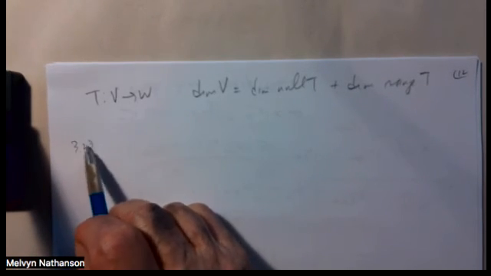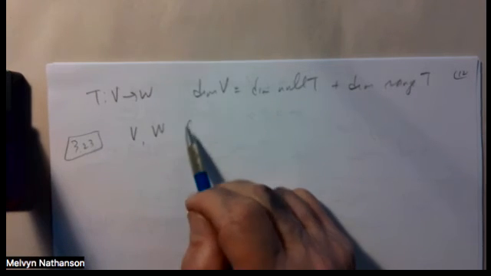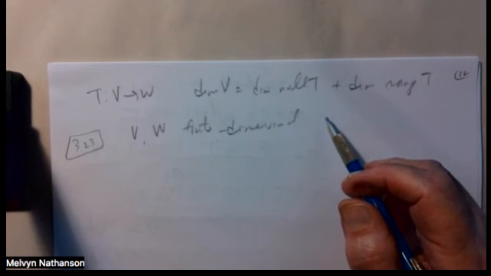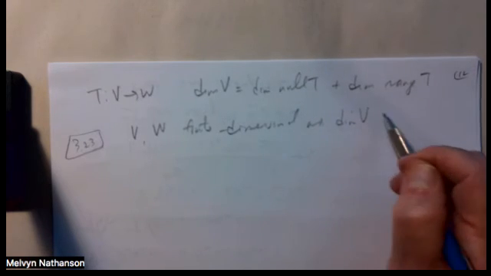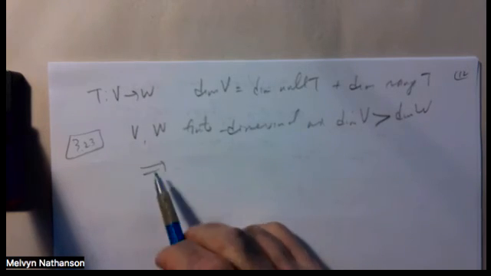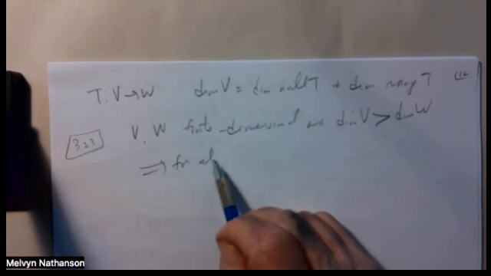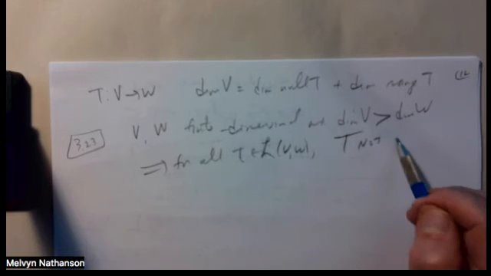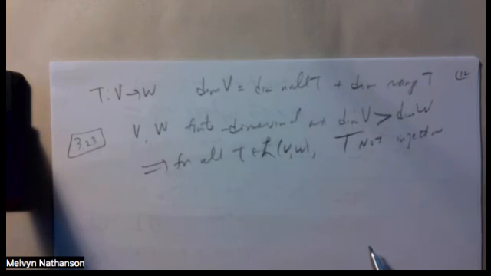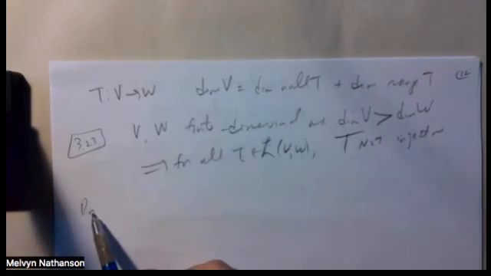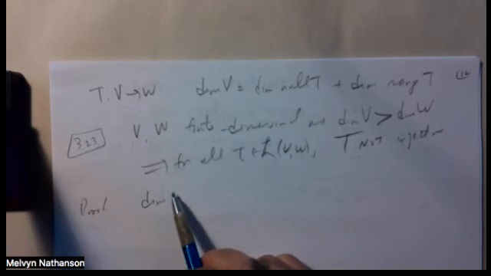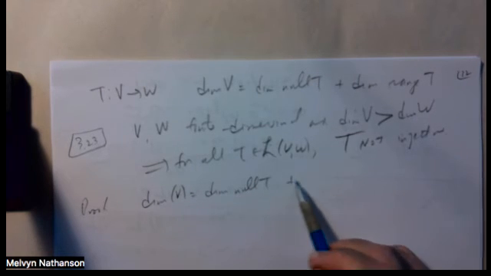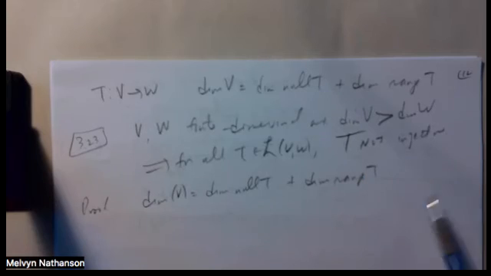So corollary 3.23 says the following: if V and W are finite dimensional, and V has a larger dimension than W, then for all linear maps T from V to W, T is not injective. And the proof is as follows. We have the dimension of V. It's the dimension of the null space of T plus the dimension of the range of T.